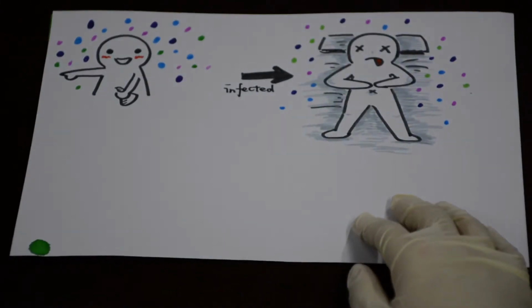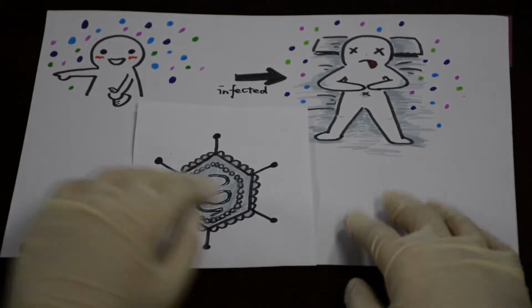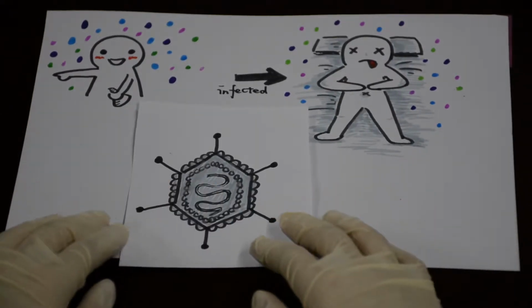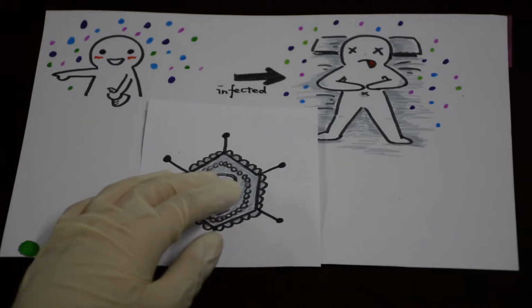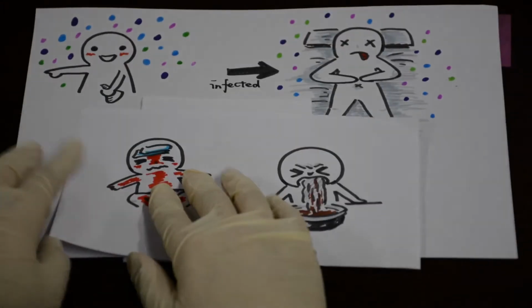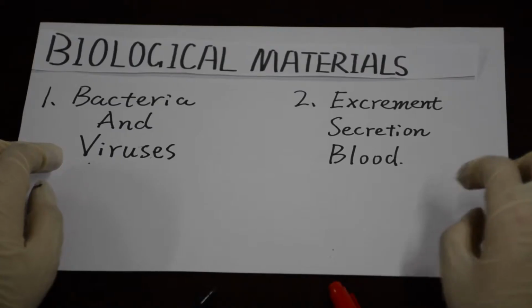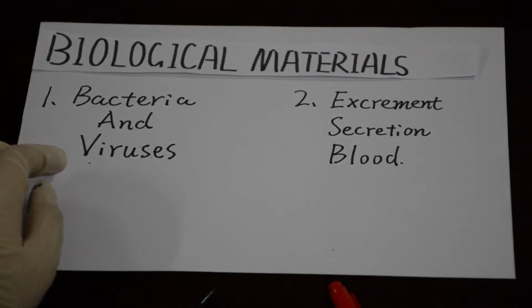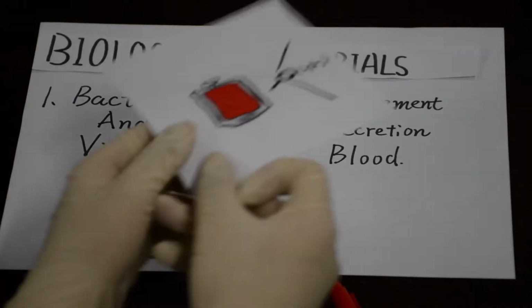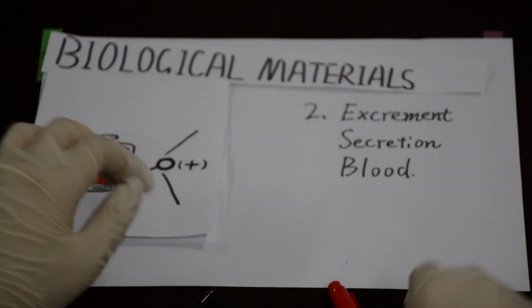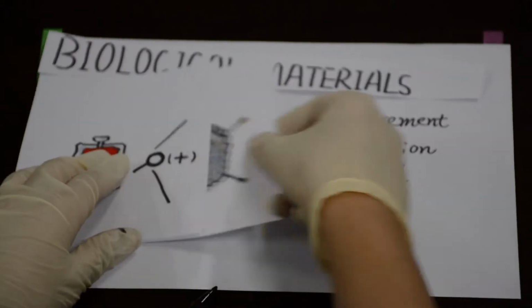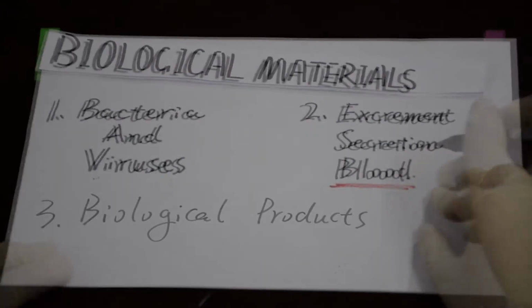If these substances escaped into the environment during transportation, they would inflict serious health problems on human beings by infecting them. For example, Ebola, an infectious and frequently fatal virus marked by fever, vomiting, diarrhea, and severe internal bleeding. The second one is diagnostic specimens such as excrement, secretions, and blood for diagnostic purposes. These substances are able to carry pathogens, and should be carefully transported.